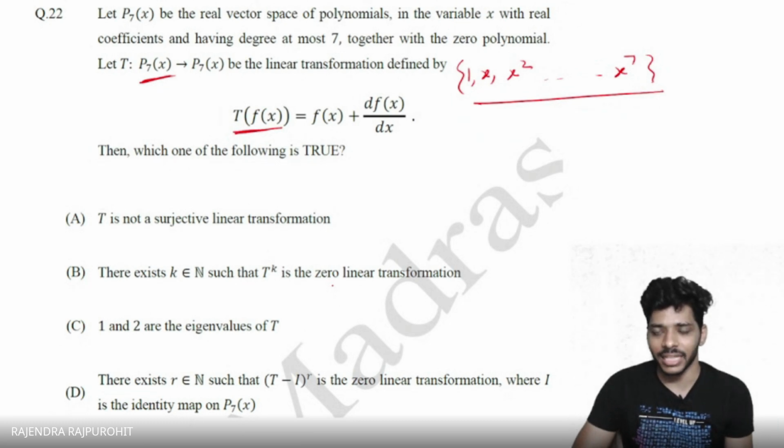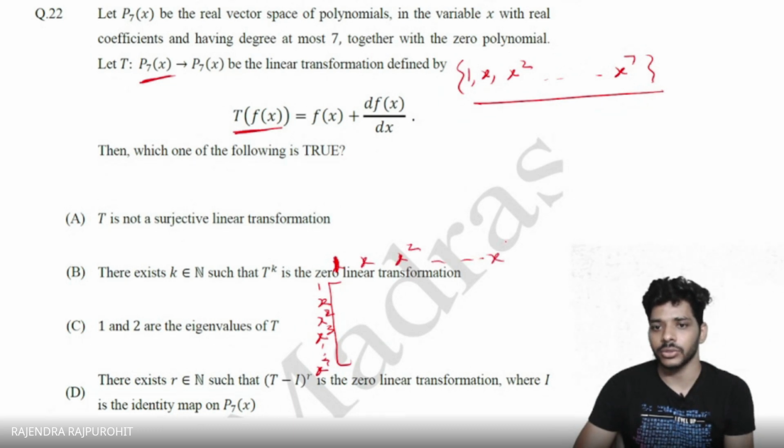The matrix will be that I'll be writing the coefficients in columns, and I'll write the coefficient of 1, the constant, in the first row, the coefficient of x in the second row, x square here, and x cube here, and so on, like this, up to x to the power 7. And the same thing here, I'll take 1 here, the constant 1 comes here, then x, and then x square, and so on, up to x to the power 7.